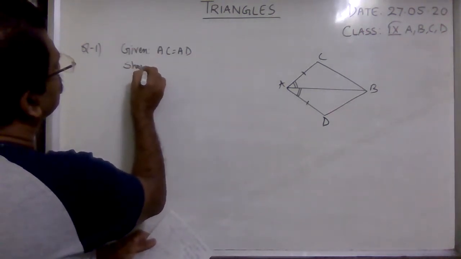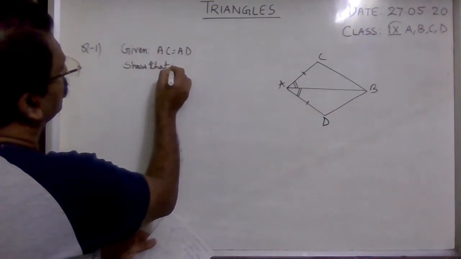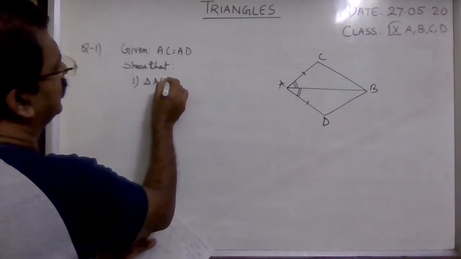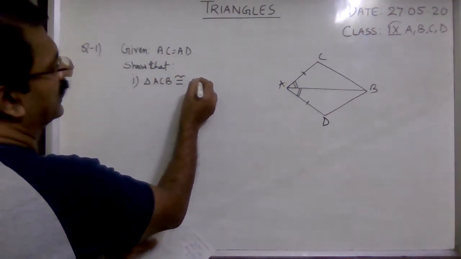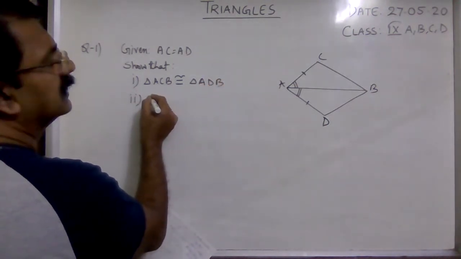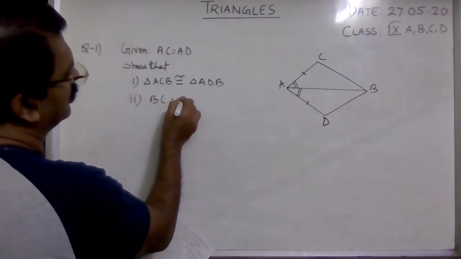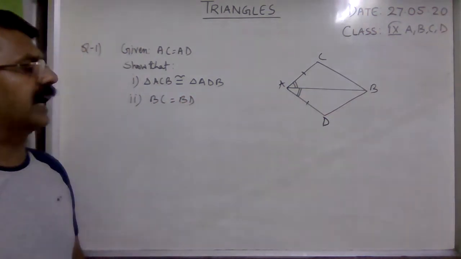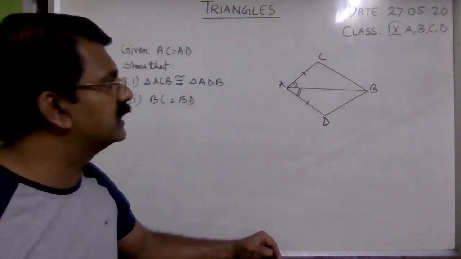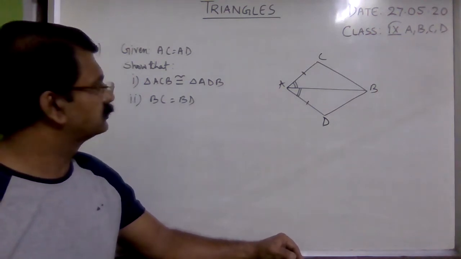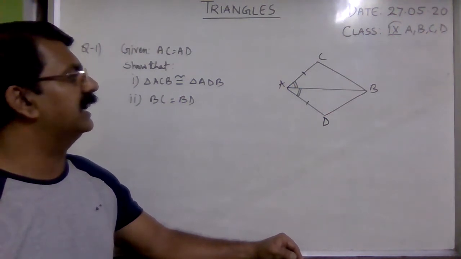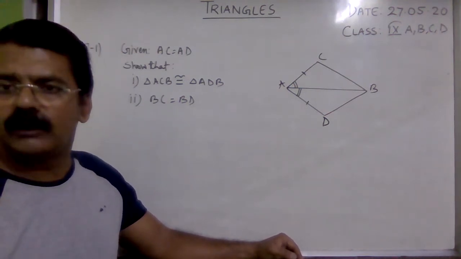Show that first part, triangle ACB is congruent to triangle ADB, and second part, BC is equal to BD. So the diagram is given, the information is given. Using the criteria for congruency, you have to prove that the triangle ACB and triangle ADB are congruent and BC is equal to BD.